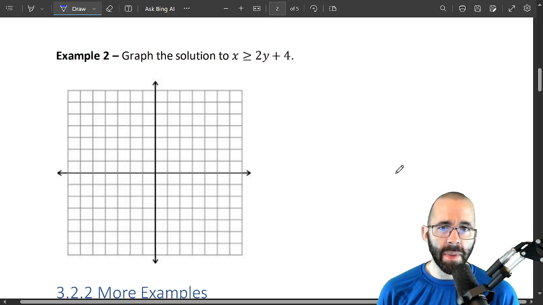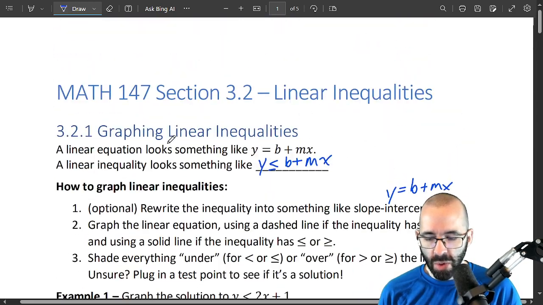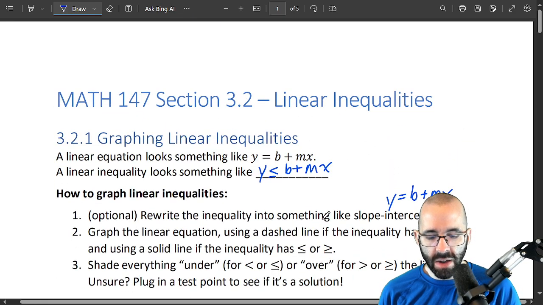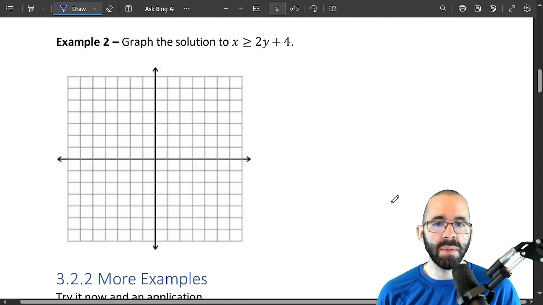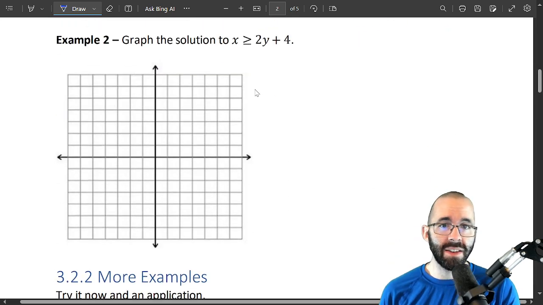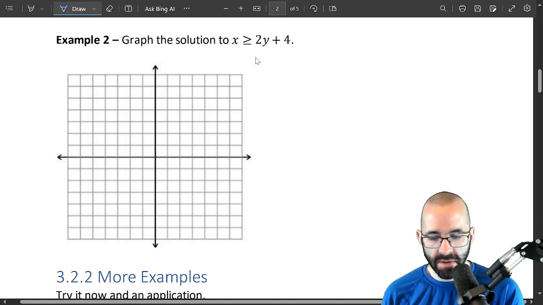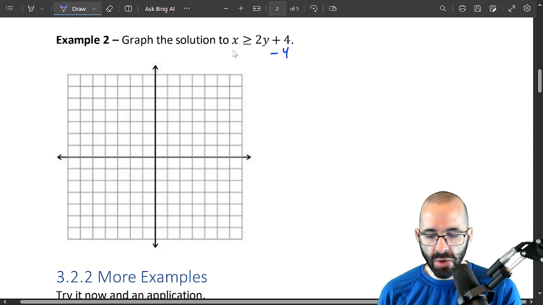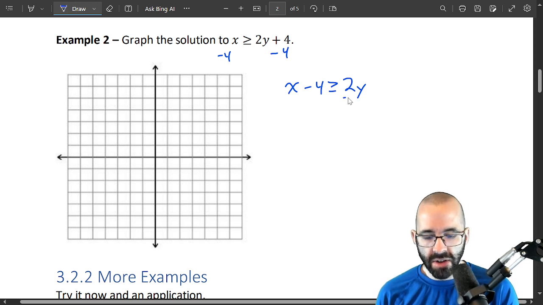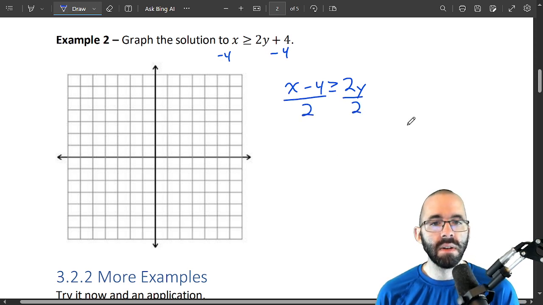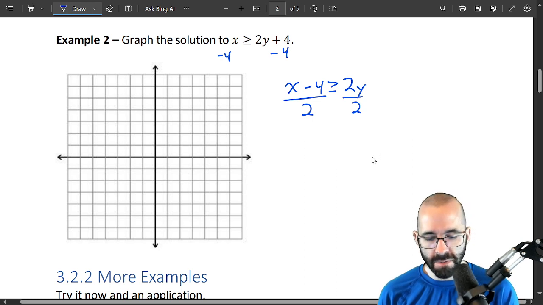So, right off the bat, we had an optional step 1 here. Rewrite the inequality into something that looks like slope-intercept form. Notice this is in a bad form right now. It's not awful. You could plug in some points and get it. But it's not in the form where y is by itself. So I'm going to make y by itself. I'm going to subtract 4 from both sides. And that gives us x minus 4 is greater than or equal to 2y. And now I'm going to divide everything by 2. Divide both sides of the inequality by 2.